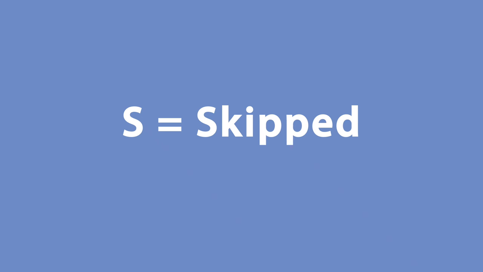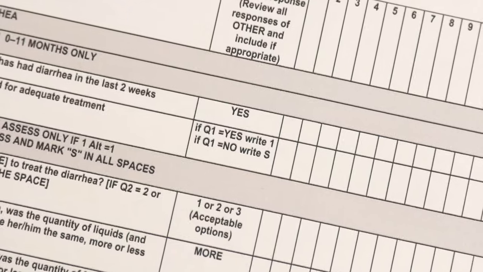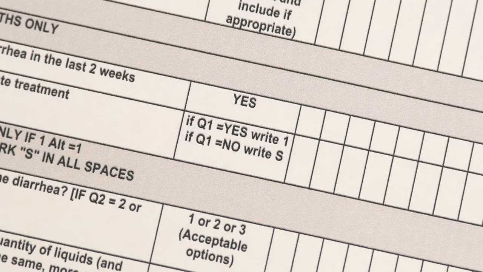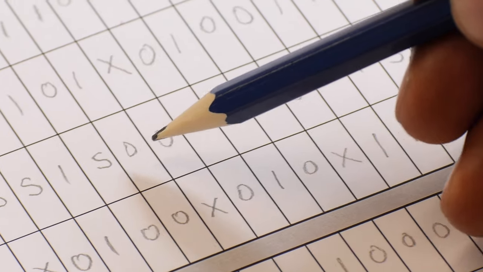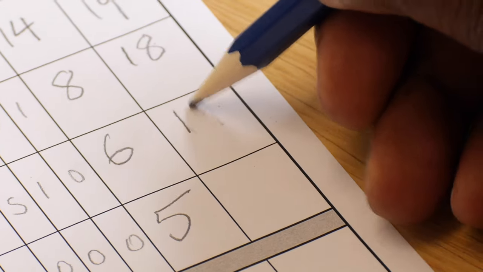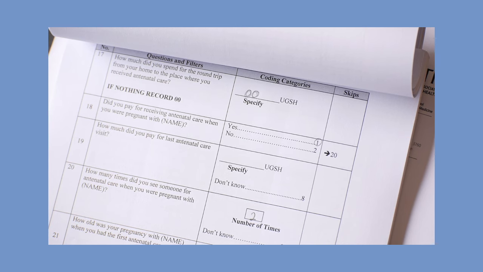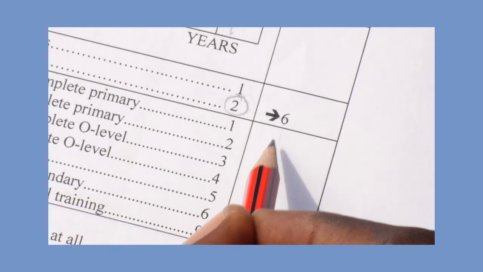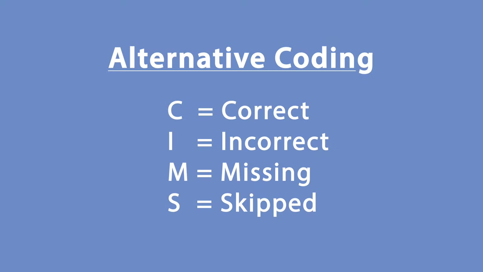S means an intentionally skipped response. This coding is not used very often, but occasionally the tabulation table will ask you to record a response with an S coding. This means that these questions were not relevant for that respondent, and these should be removed from the denominator later on. A skipped response should not be confused with the skip column in the questionnaire, which is just a way of telling you which question to go to next when you're conducting the interview. In some circumstances, an alternative form of coding may be used. This is fine as long as you are consistent.